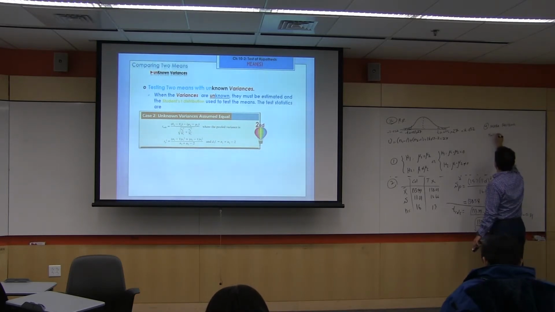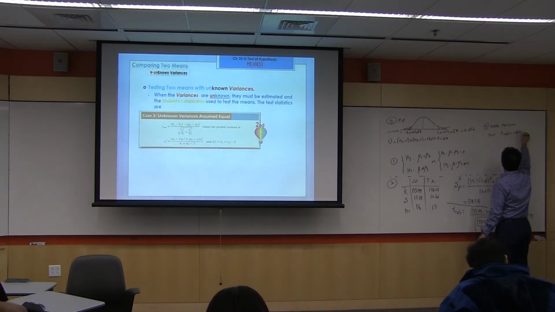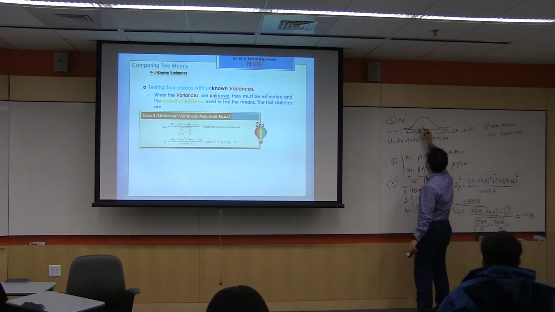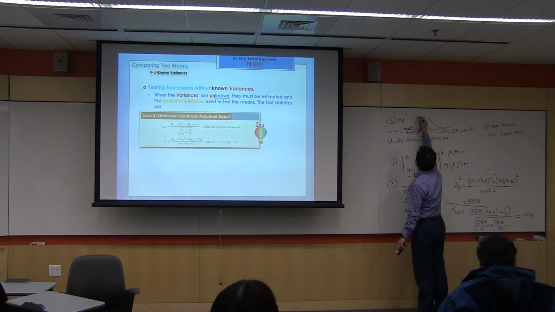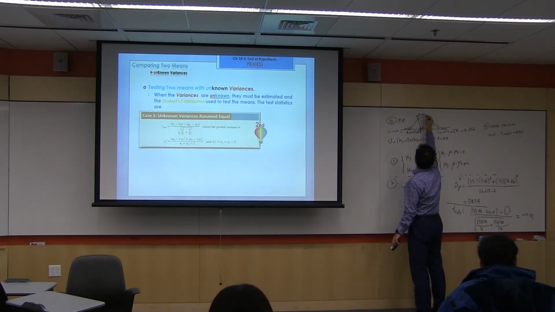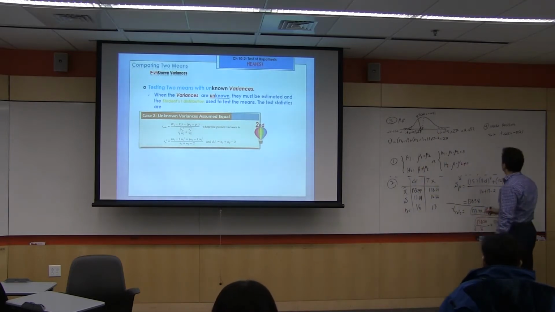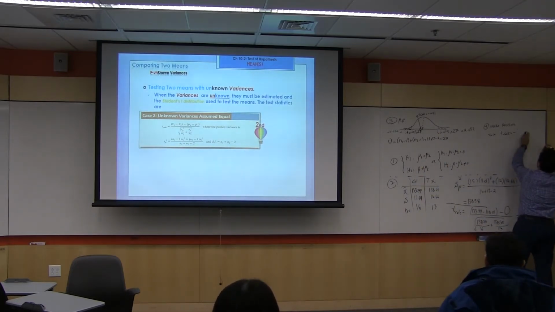Since T calc equals negative 0.91, this is T calc, is that right? Negative 0.91. False, it does not fall in the rejection region.